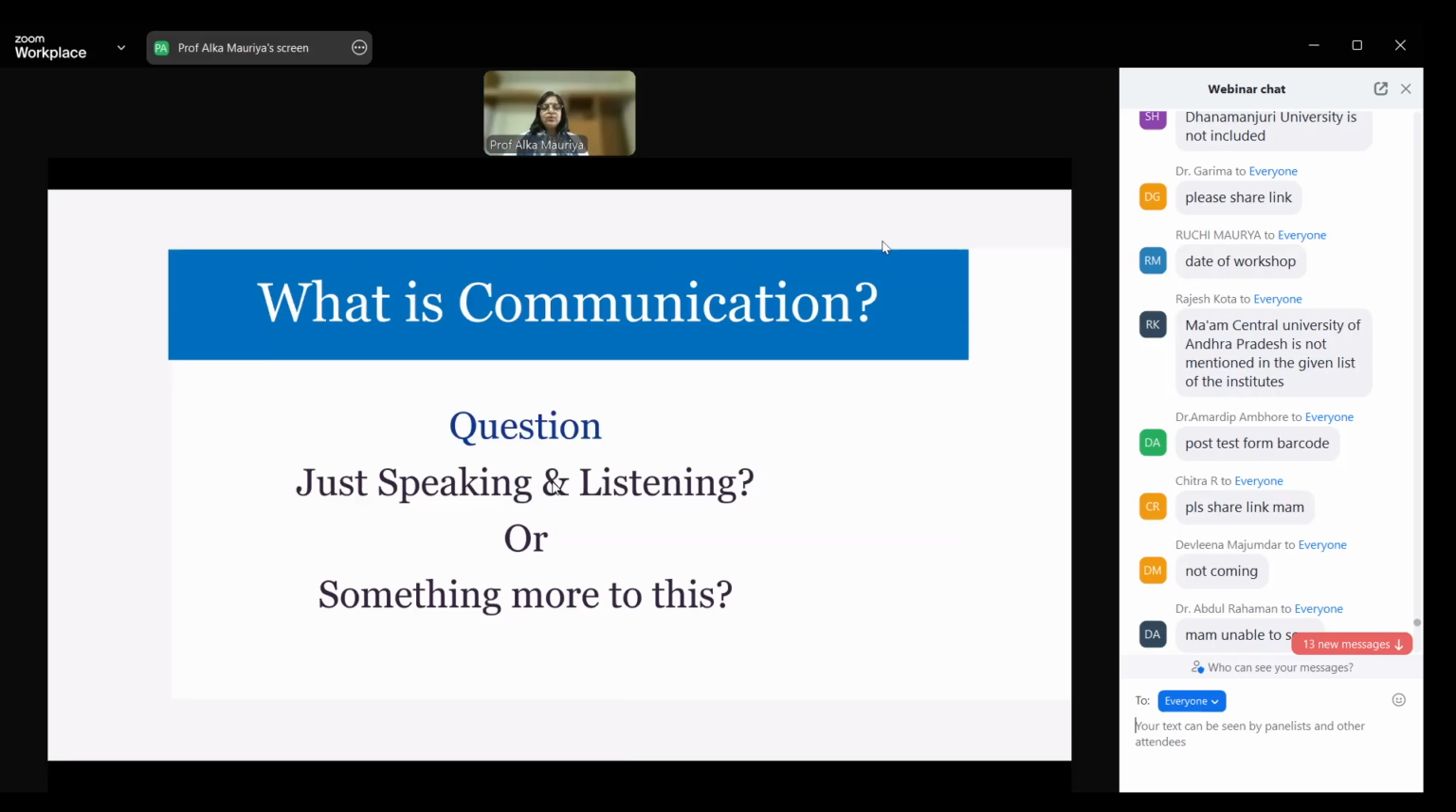So, when we talk about what is communication, first I would like to understand from all of you: when we talk about communication, what are the various things that come to your mind? When we say communication, is it just about speaking and listening, or is there something more to it? I want all of you to share your views in the chat window. Whenever we say communication, we normally think that I have to say something, or I have to listen to something. Is it just that, or are there a lot of other aspects that go into understanding what communication actually is?